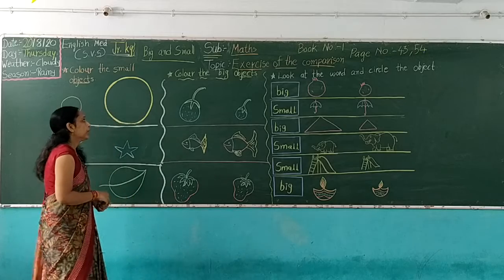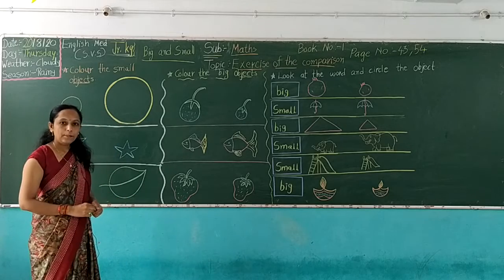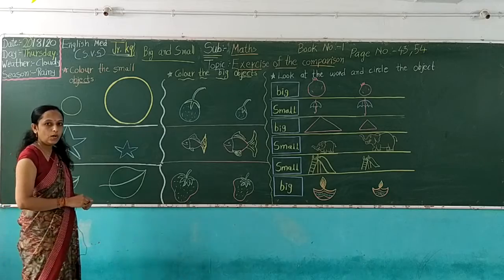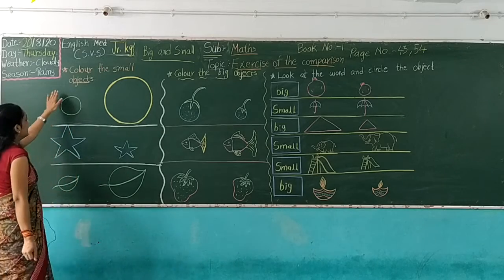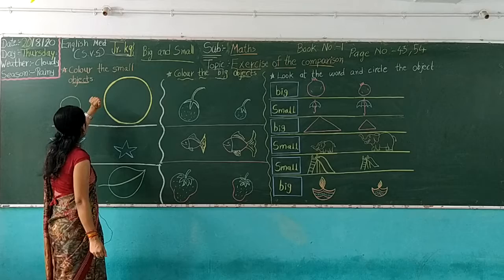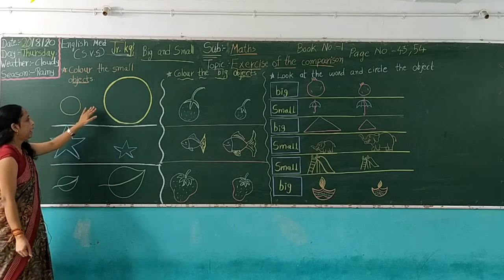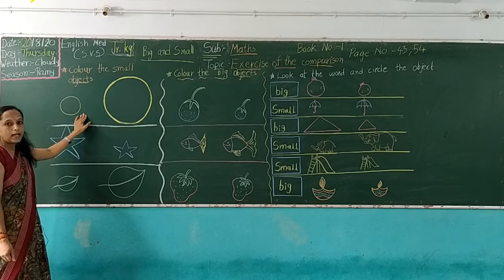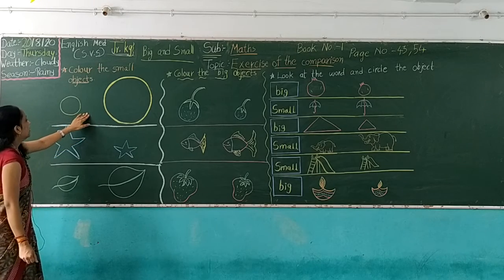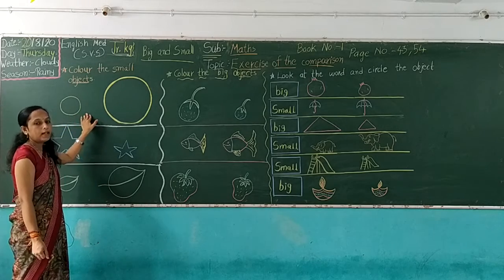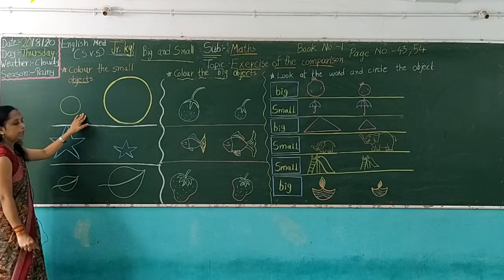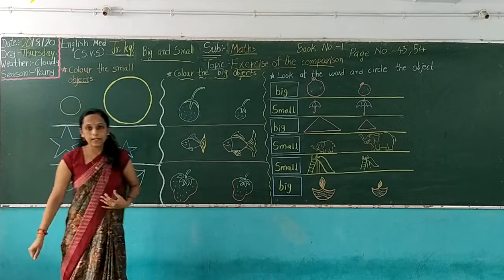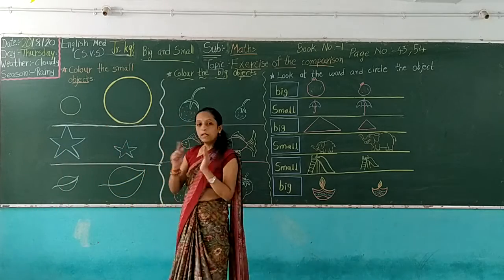Today I am going to teach you the exercise of comparison. Our first comparison is big and small, and our first exercise is color the small objects. Here I drew two objects. What is this? These are two circles. One is big and the other one is small.